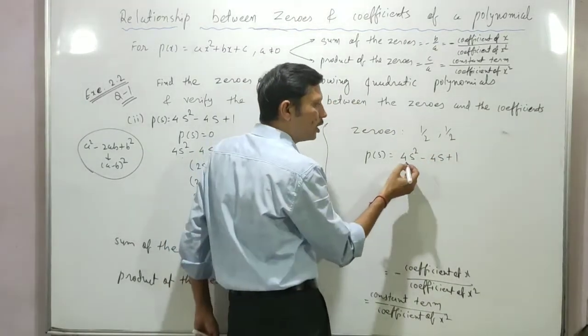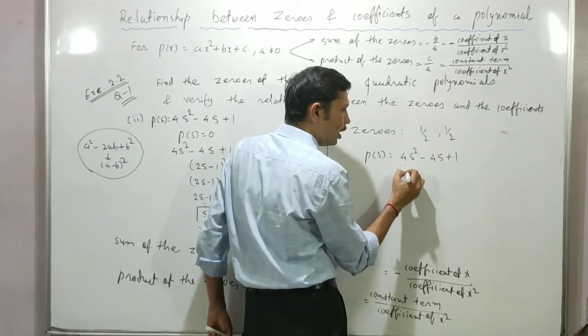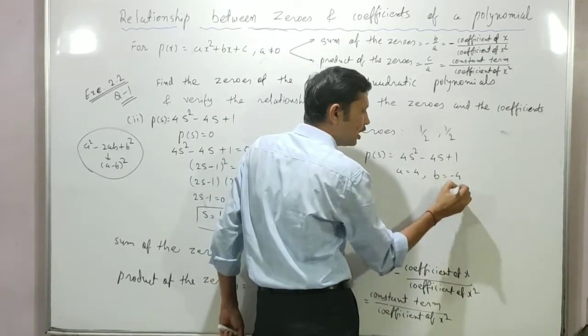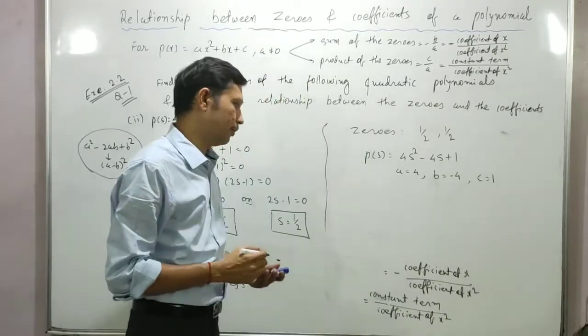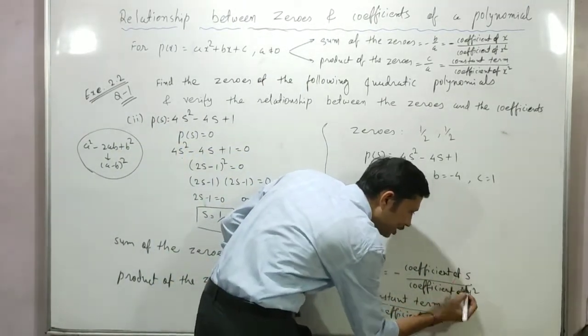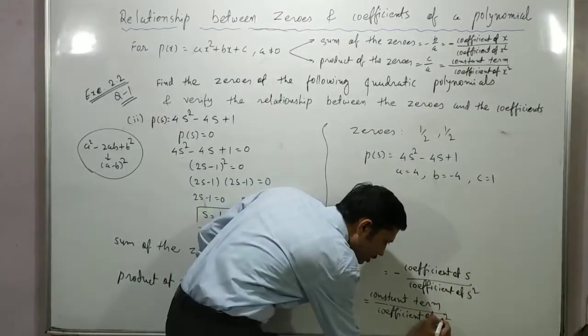Now compare with the standard quadratic polynomial. So s square coefficient, that is a, is equal to 4. The s coefficient, that is b, is equal to minus 4, and the constant term c is equal to 1. So we have to change here the coefficient of not x, it's s. It's s square and it's s square.